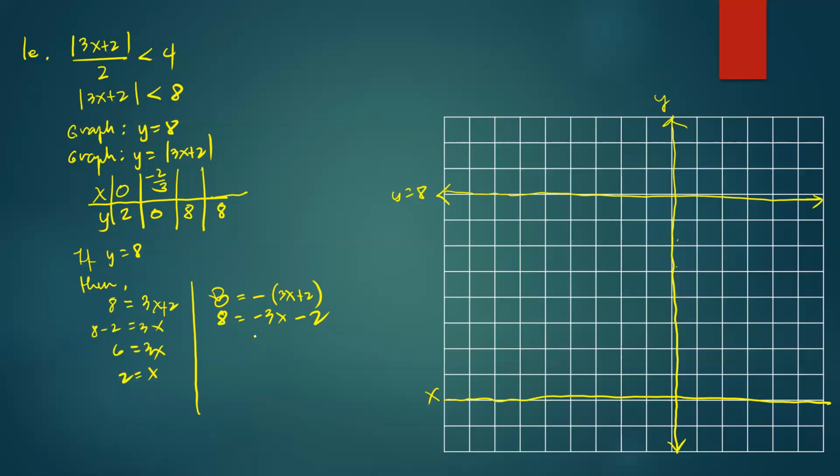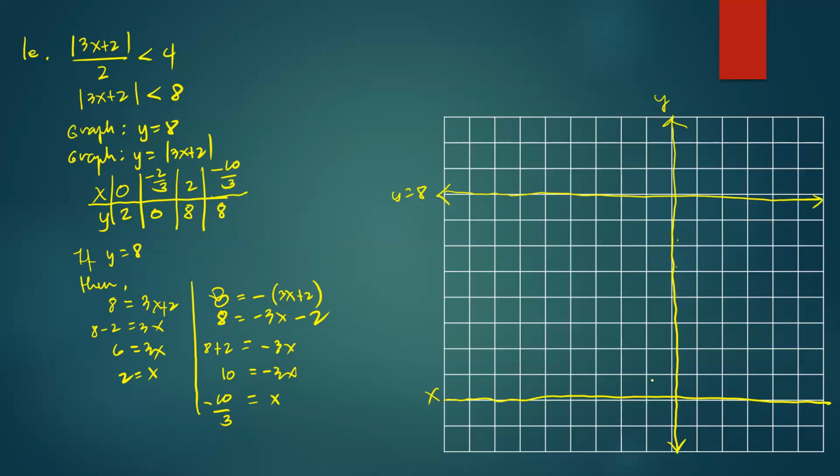Okay, let's resume. So we have here 8 plus 2 is equal to negative 3x, or that is 10 is equal to negative 3x, or x is equal to negative 10 by 3. So we have two values of x, so we have 2 and negative 10 by 3. Okay, so let us now plot these points.